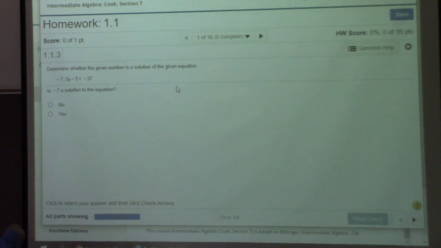Yeah, I think what you guys are telling me is plug it in and see if it works, right? So you plug in minus 7. 5 times minus 7 is negative 35. Negative 35 minus 3 is negative 38. Is negative 38 negative 37? It is not. So the answer is no. There, I did one of your homeworks for you. Are you happy?